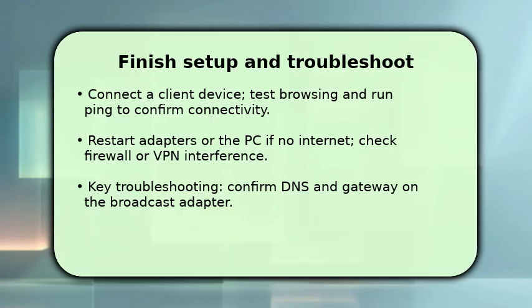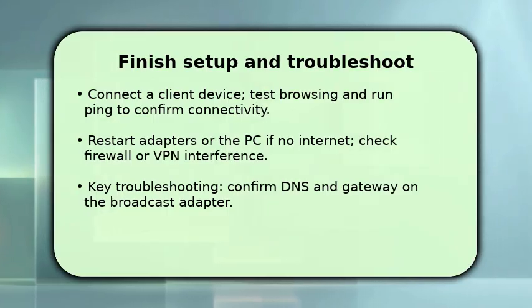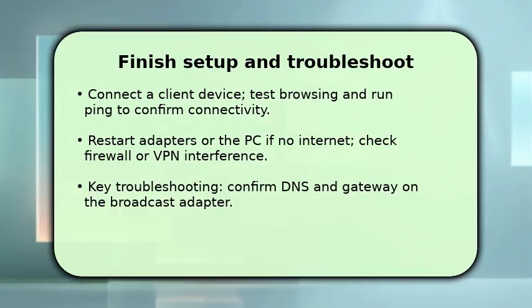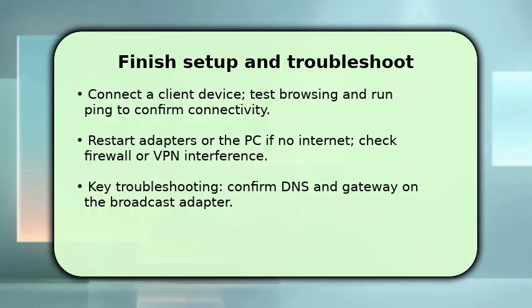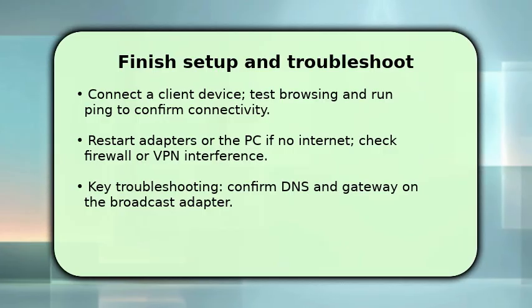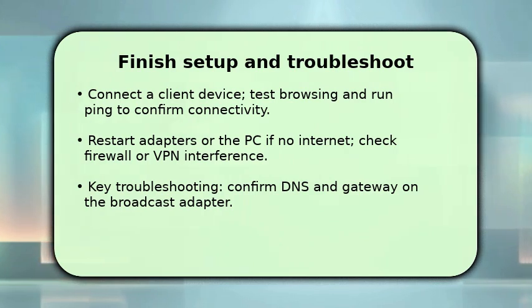If the client cannot reach the internet, restart the broadcasting adapter or reboot the PC, because many issues clear with a reset. Make sure firewalls or VPNs are not blocking sharing, and confirm the broadcast adapter's DNS and gateway settings match the upstream connection. If problems persist, temporarily disable security software to isolate the issue. Then restore protection and adjust rules so sharing remains secure and functional.